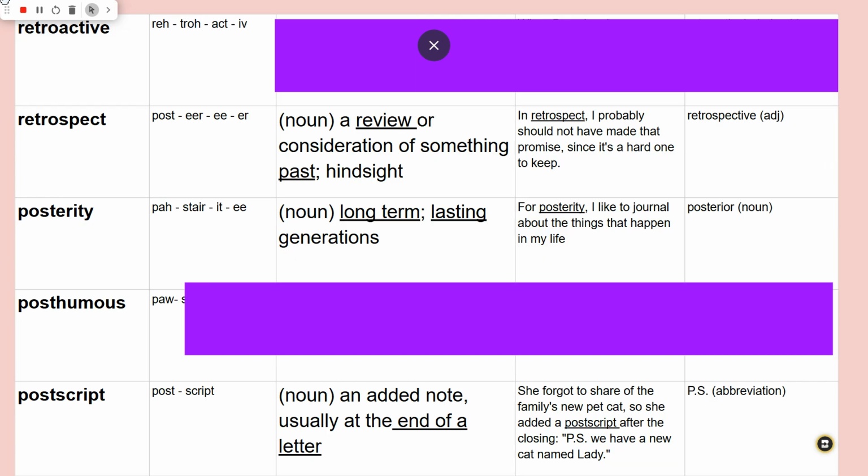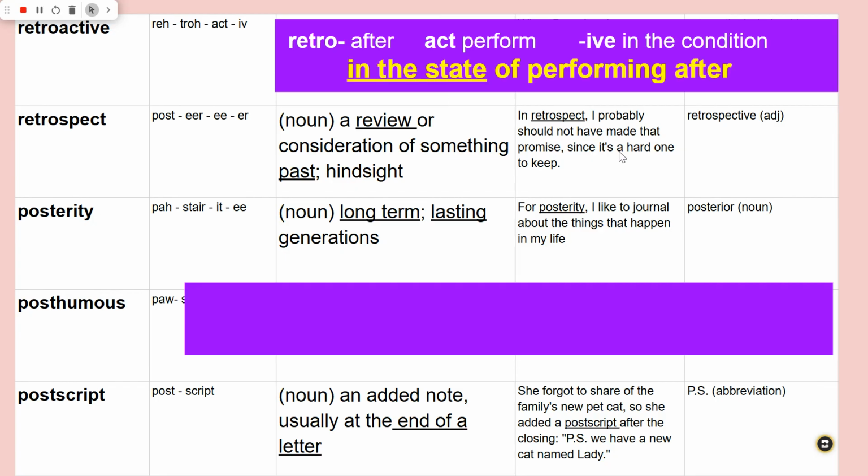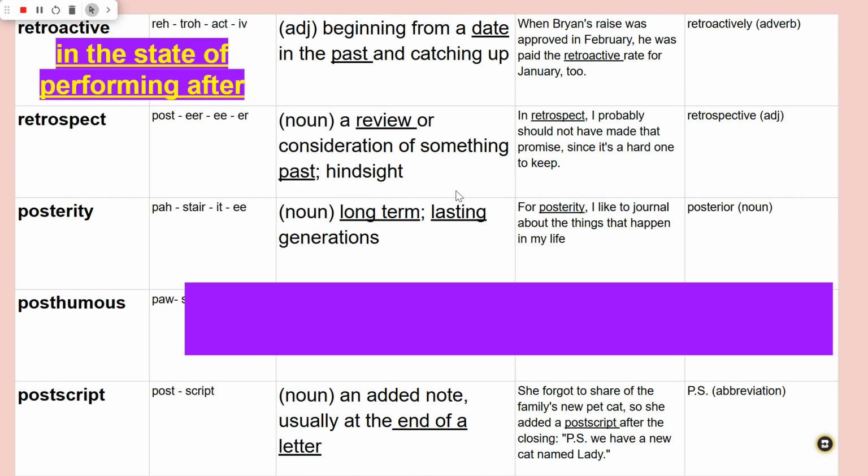Coming back to the words that we predicted before, we have retroactive. And we said that the word parts make it seem like it's going to mean something that's acting or after or in the condition. So I said, in the state of performing after. Now, this doesn't really make a whole lot of sense, but let's see how it connects to the actual definition. And our actual definition is that it's an adjective, and it means beginning from a date in the past and catching up.